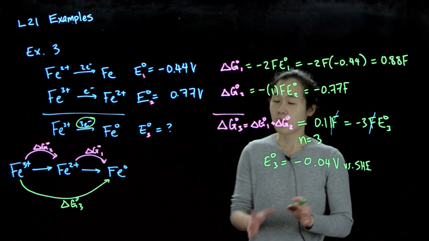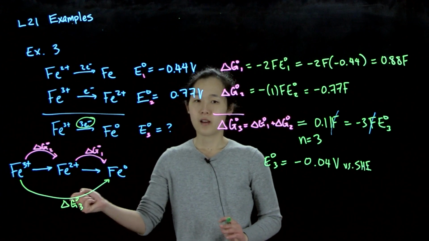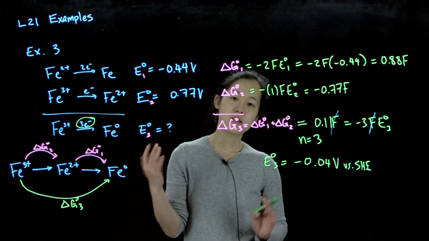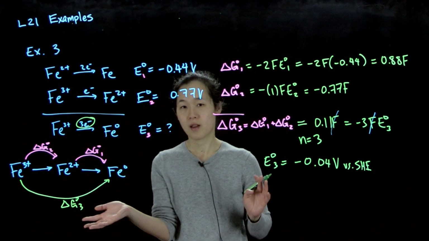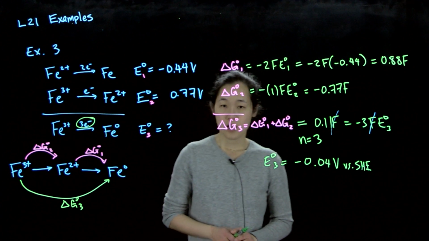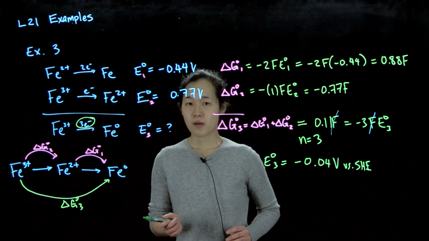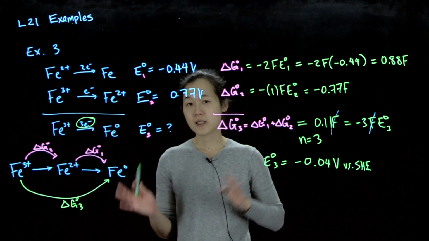So in this case, again, we have to convert to delta G's in order to calculate our final reduction potential of this half reaction. So thermochemical cycles should always apply because thermodynamics should always apply. Okay, so that was the first example. I'll do the second example in a different video.